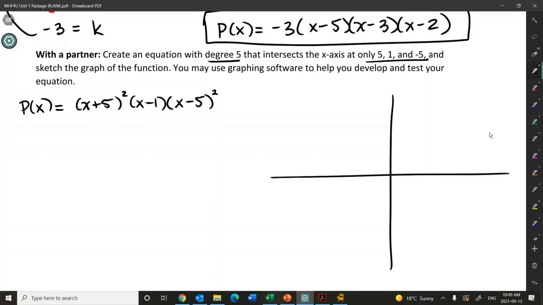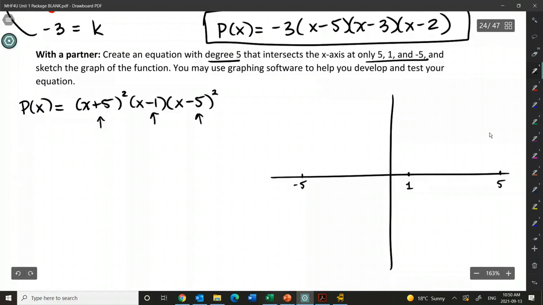Perfect. If I were to do a sketch of this, I would have a 0 over here at -5, a 0 over here at +5, and a 0 at 1. So note that Clayton changed the signs of each of these as he put them in the brackets as well, so that was good. And because this is an odd degree, and in this case we would have a positive leading coefficient, we have 1 squared times 1 times 1 squared.